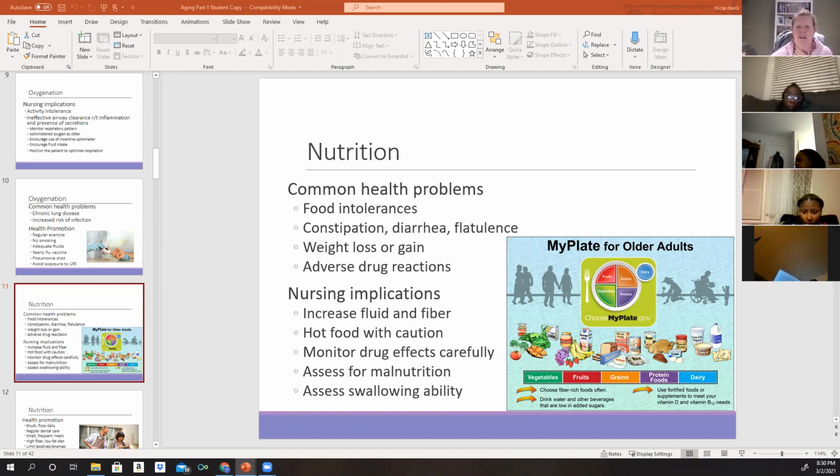We want to monitor drug effects very carefully. So we said that they don't have the proper enzymes in their bellies to process certain things. Medication is one of those things. We know that absorption decreases. Medication, that's going to be affected as well.